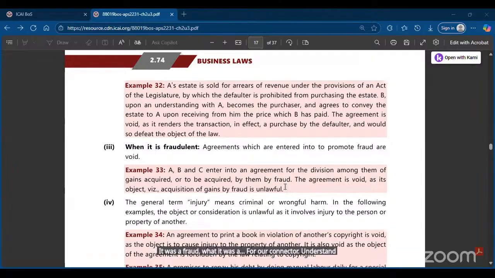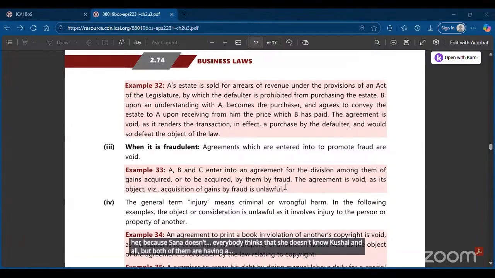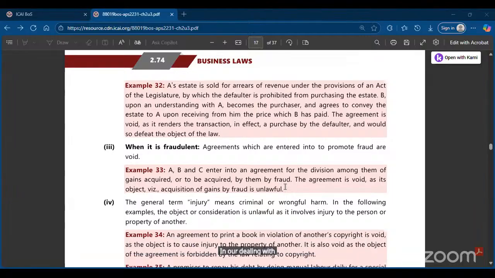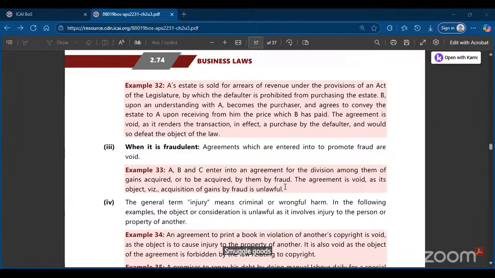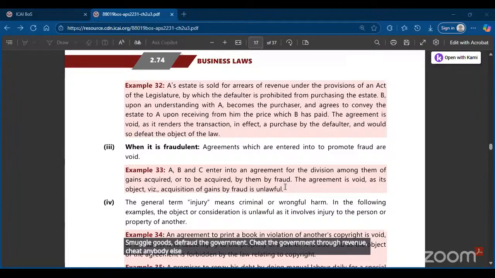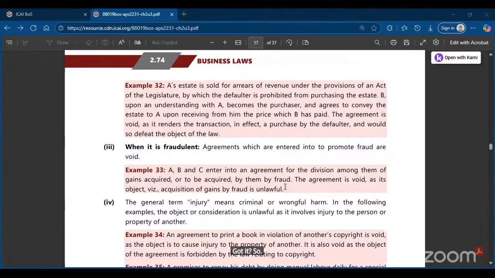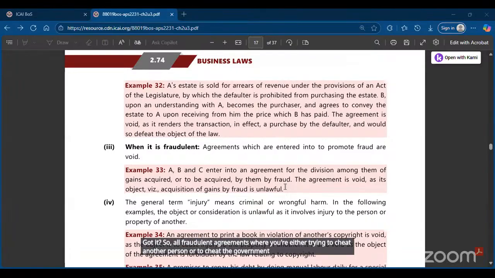Understand? Nobody will doubt her, because everybody thinks that she doesn't know Kushal, but both of them are having an inner dealing with themselves. So that becomes fraud. Whenever you enter into any agreement to cheat somebody, smuggle goods, defraud the government, cheat the government through revenue, cheat anybody else, all those agreements of cheating, we've already discussed fraud in the last class, if you remember, right? Got it? So all fraudulent agreements where you're either trying to cheat another person or to cheat the government are considered illegal. Understood?